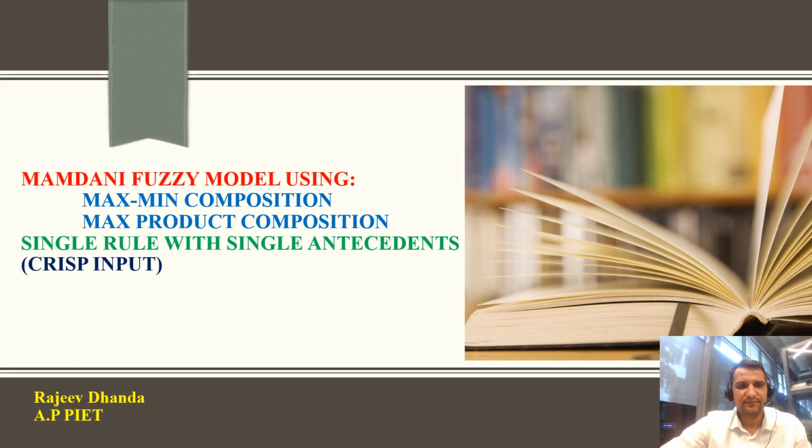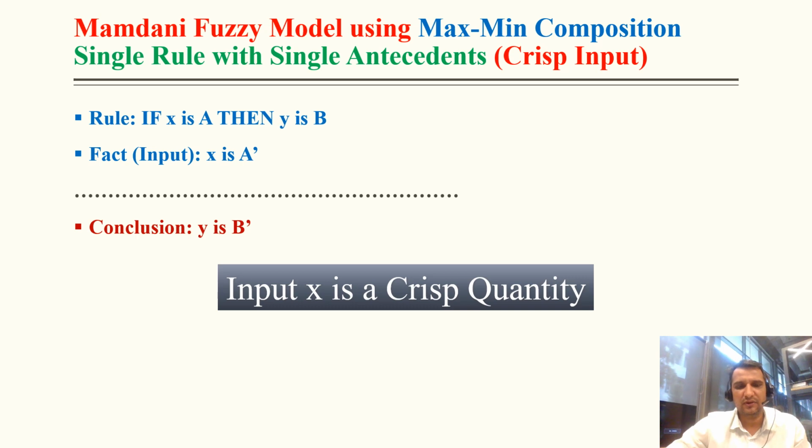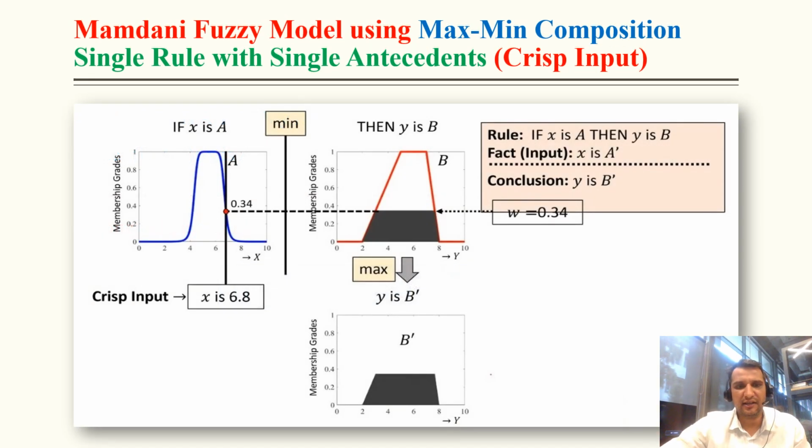Now input is fuzzy, but for the same case, if input is crisp, then how does it work? Same rule, and right now crisp input x is 6.8. When x is 6.8, it is crossing this fuzzy set at 0.34. So this is the degree of compatibility, and right now it is cutting this output which is known to us at this particular point. So this will be our final answer.